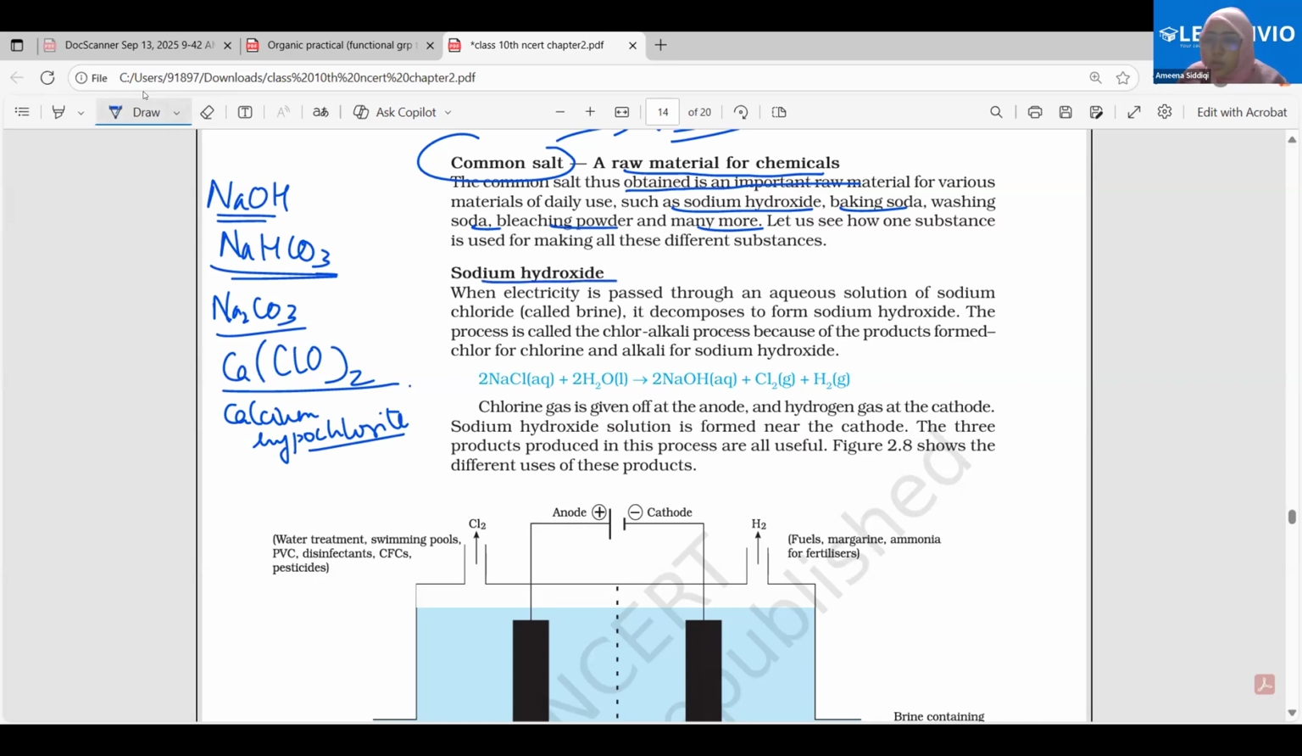Fine. Sodium hydroxide. How is sodium hydroxide formed? Let's say that we have taken NaCl in the aqueous form. NaCl has been mixed with distilled water. That will give us the aqueous form of NaCl, and this is called brine. First important point: aqueous solution of sodium chloride is called brine.